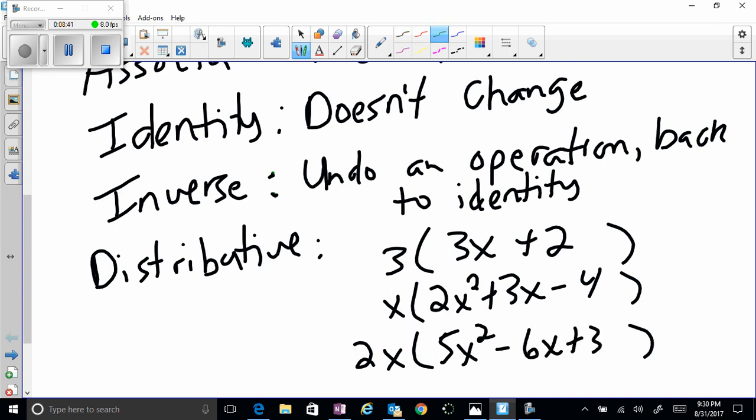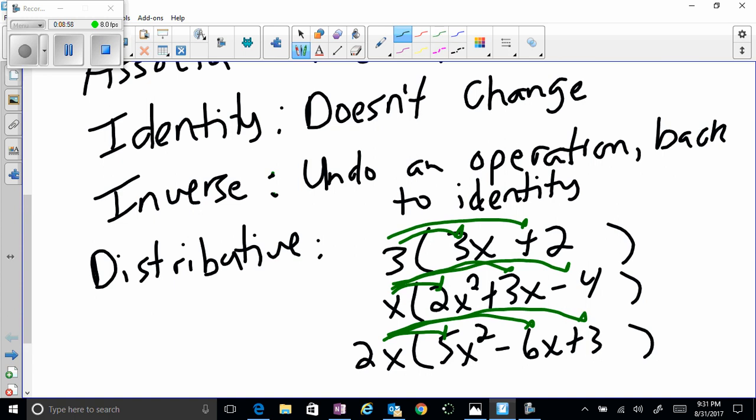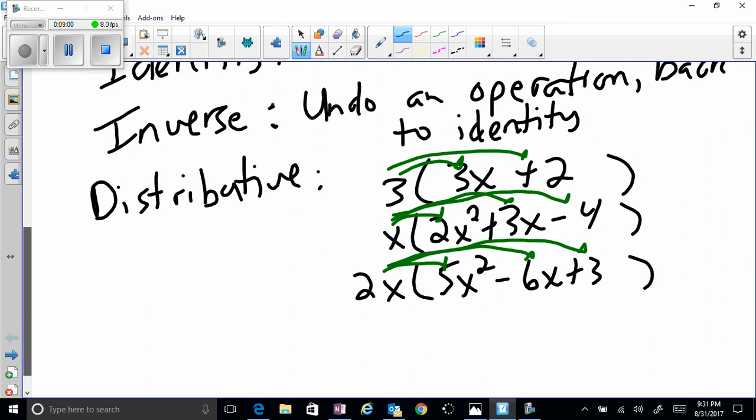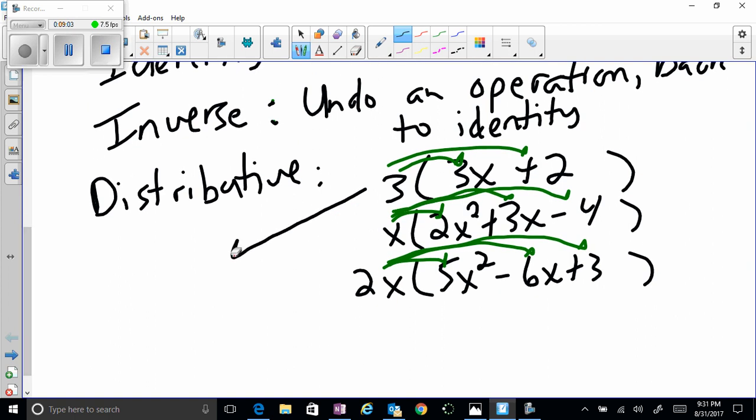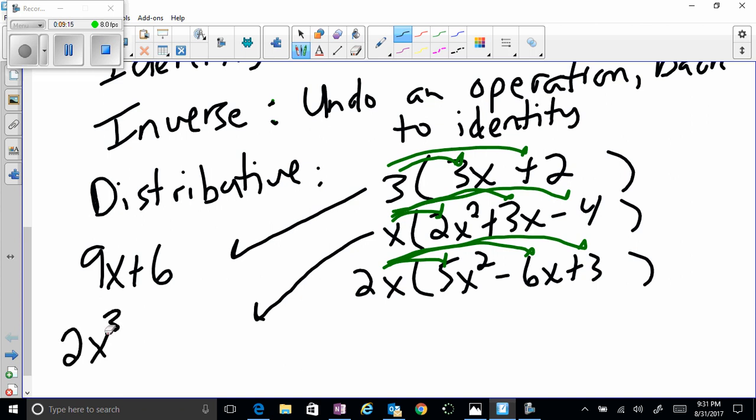With the distributive property, you have a number in front of a parentheses, and it must be multiplied to however many terms there are on the inside. And when we multiply, you got to make sure you multiply the numbers and add exponents. So for here, 3 times 3x, okay, come over here, it would be 9x plus 6, because 3 times 2. And then here would be adding exponents. So x times 2x squared would be 2x cubed, because you have to add the exponents.